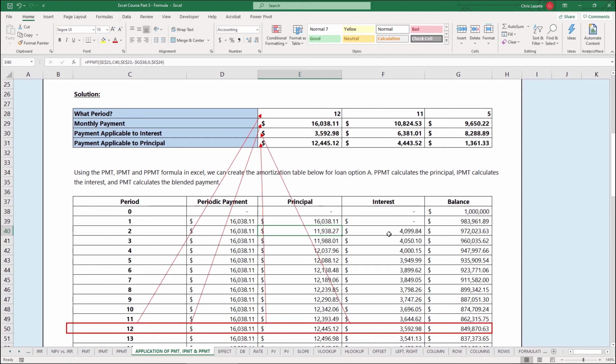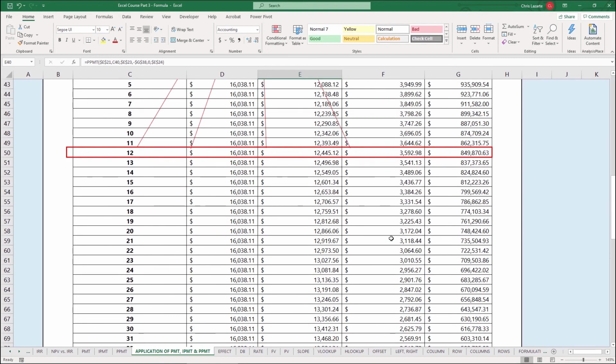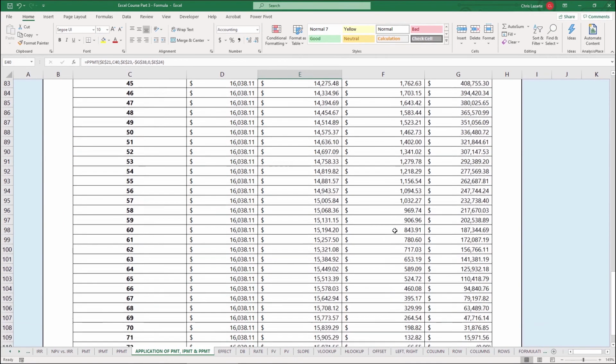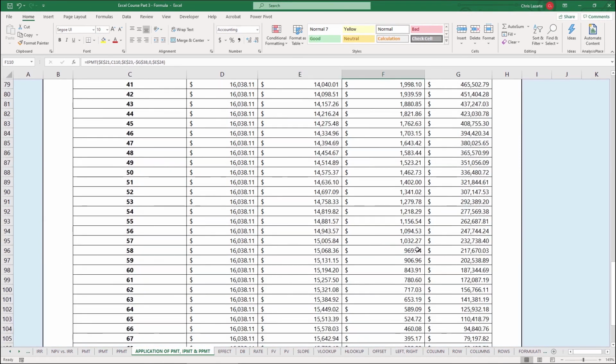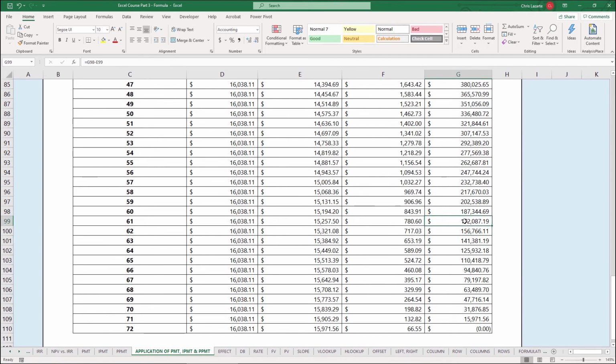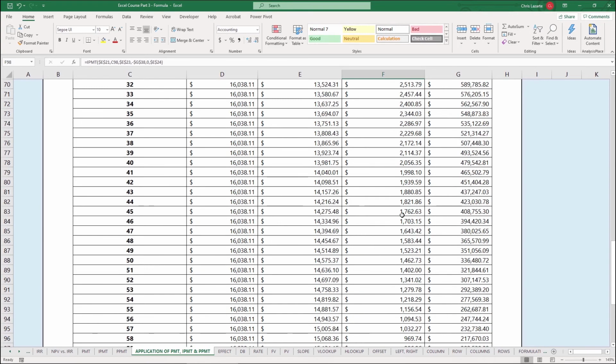The principal and interest amount, however, vary. There's going to be higher interest earlier on in the loan term, and the interest will diminish on a monthly basis as time progresses and the loan gets paid off. As you can see, for instance, in month 60, the interest is only $843.91. The loan balance is $187,000, and it's significantly less.